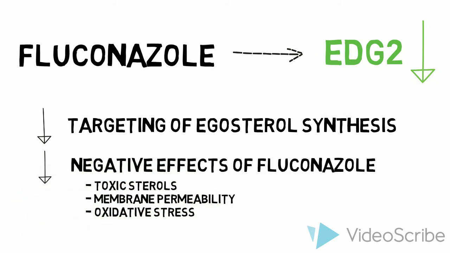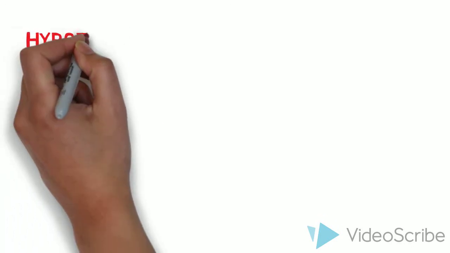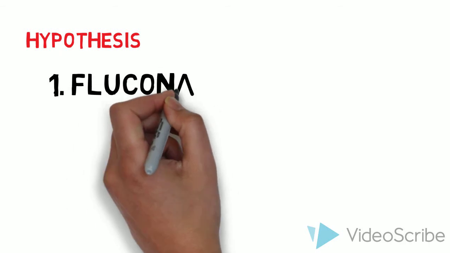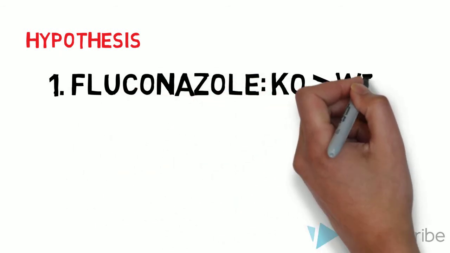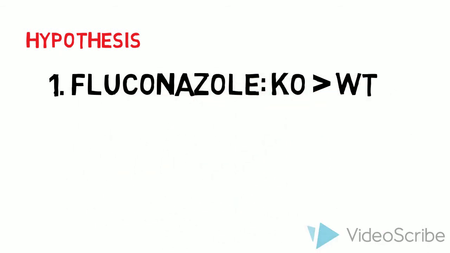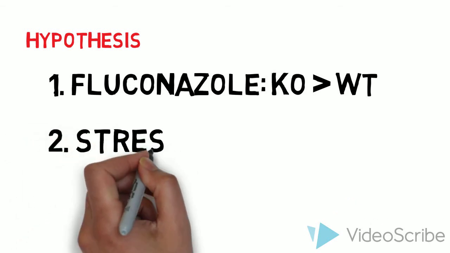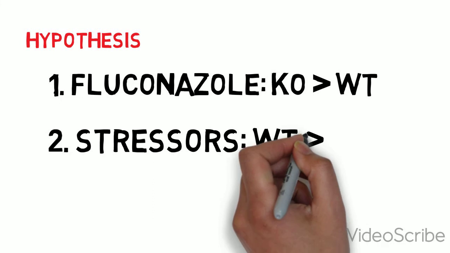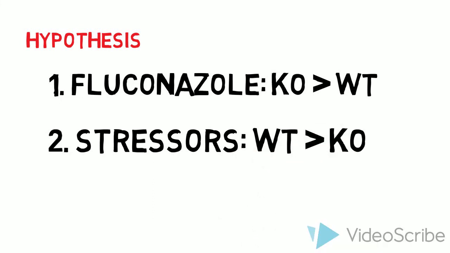Therefore, we hypothesize that if this is true, then a strain with knockout EGD2 would grow better than wild type in the presence of fluconazole. However, if knockout EGD2 strains were exposed to cell membrane and oxidative stresses that mirror the action of fluconazole on the cell, it would not confer an advantage and wild type would grow better.